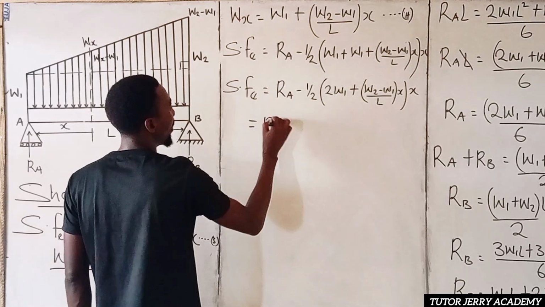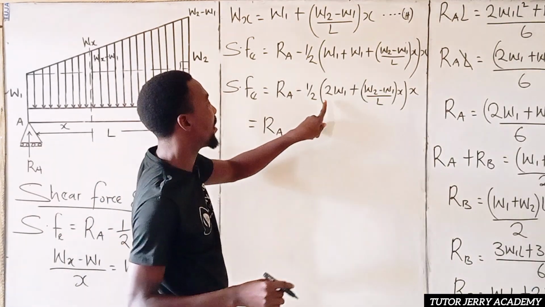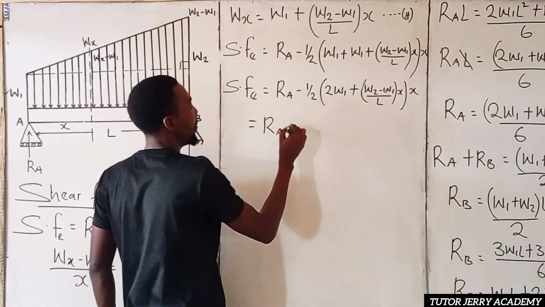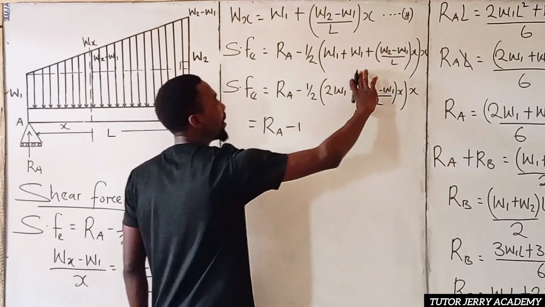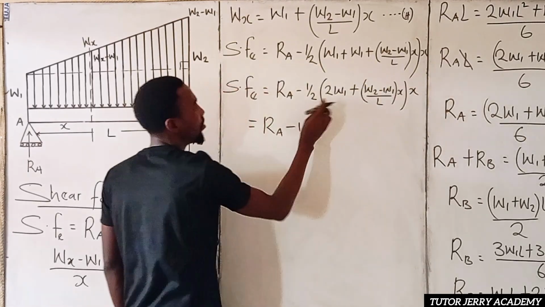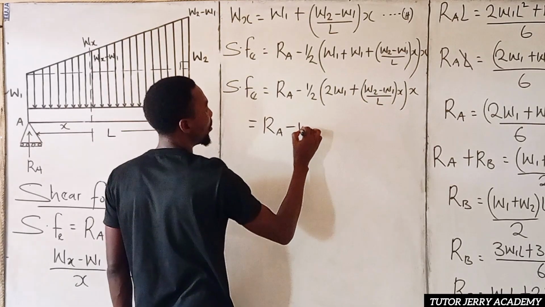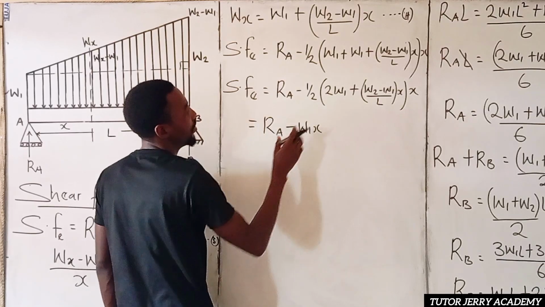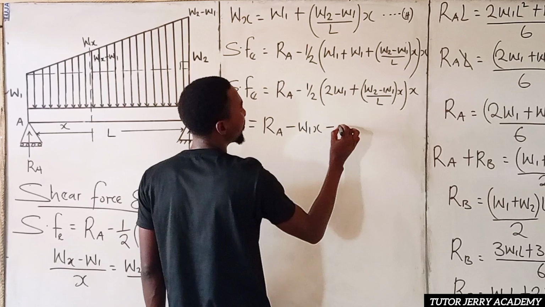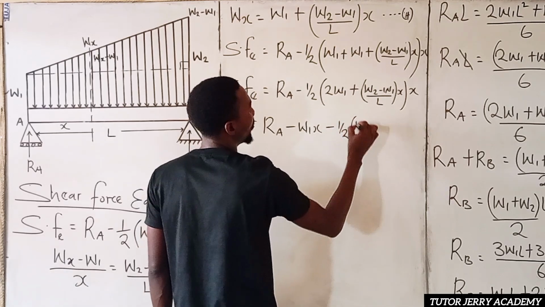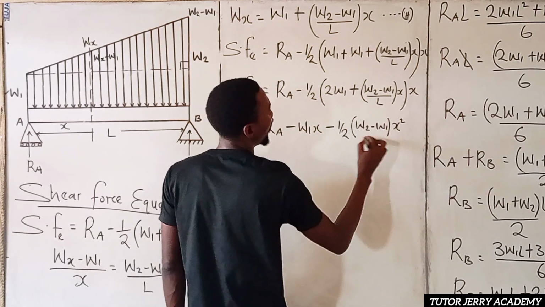This is equal to RA minus half times half times 2 W1, which is going to give us what? Minus W1, and multiply by S. We are multiplying this bracket with half and with what? With S. So if we do that, we are going to have half multiplied by W1 multiplied by S, which is going to give us what? W1S. All right, so if you multiply half by what we have here and by S, we are going to have minus half into W2 minus W1 into S squared all over what?